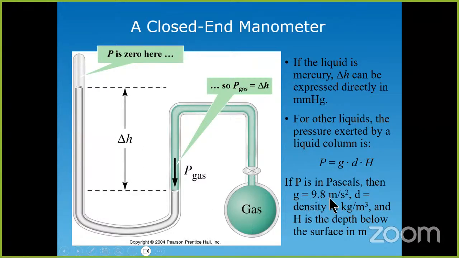So if G is in meters per second squared, density is in kilograms per meters cube, and H is in meters, and you plug those numbers into this equation, that will give you the equivalent pressure expressed in pascals. Yes, sir? Is G always going to be 9.8? G is a constant, 9.8 meters per second squared, always, on Earth. If you go elsewhere, then it's going to be different. Okay, so that's an equation that is used to calculate the pressure based on the density of the liquid, H being the height of the liquid column, and G being the acceleration due to gravity.